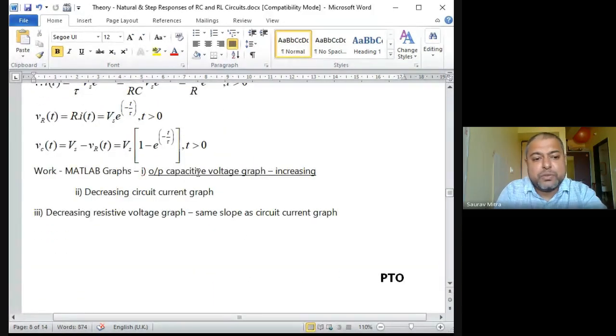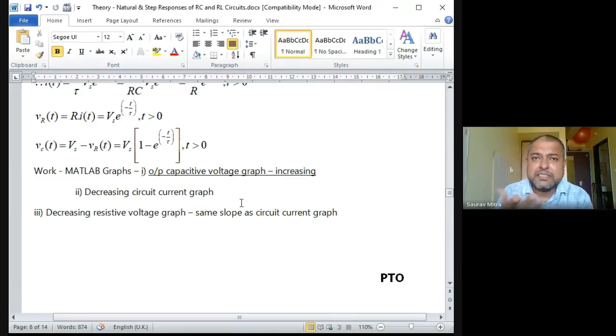So Matlab graphs. What graphs are we going to find? Output capacitive voltage graph. That is, output is increasing. The graph is Vs plus (V0 minus Vs) into e raised to minus t by tau. Decreasing current graph. As the capacitance voltage is building up, eventually we find that at steady state in the RC circuit, there is no current flowing through the circuit, because capacitance is open circuit for DC. Okay, but initially the capacitance was short circuit. This you have to understand, because initially the rate of change of voltage was very high, and the capacitor wants to oppose that.